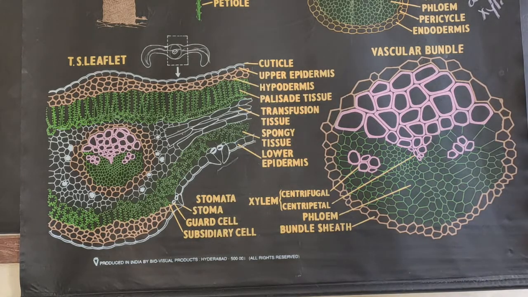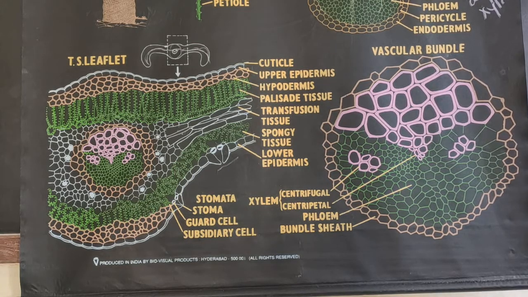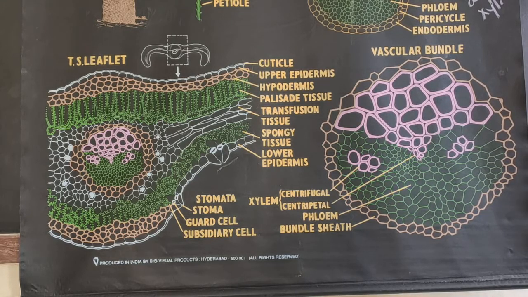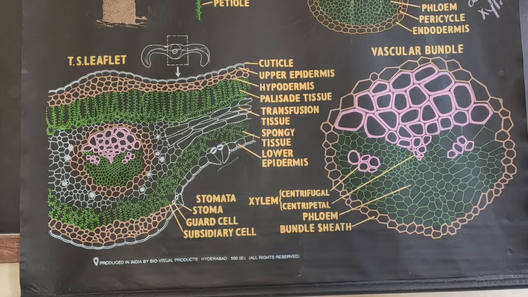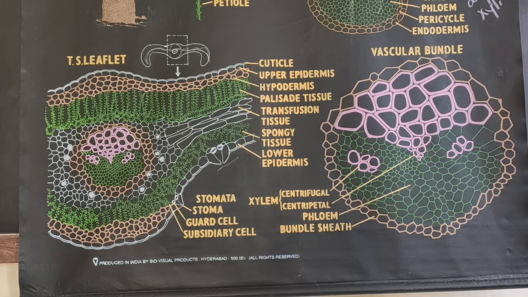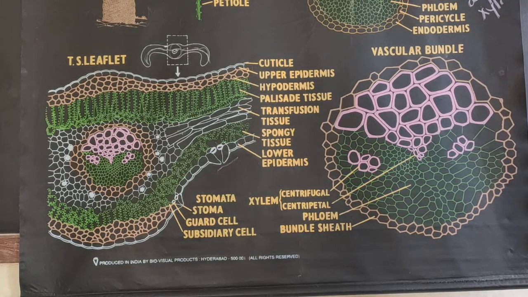In the previous video, we discussed the anatomy of the rachis. The rachis is nothing but the axis of the leaf. And I told you, on both sides of the rachis, the leaflets will arise. So in this session, we will discuss the anatomy of the leaflets.